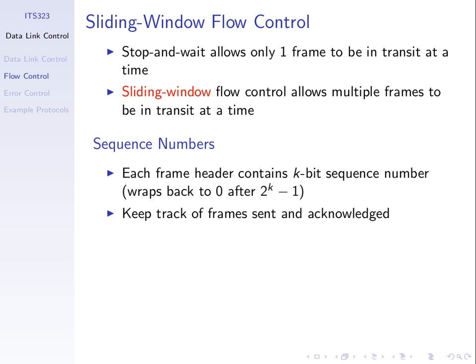Can I have more? For example, 4, because I will spend less time. Okay, then the question is, can you have more? And the answer is no. With a sliding window, with a k-bit sequence number, the maximum window size is 2 to the power of k, all minus 1, with sliding window.